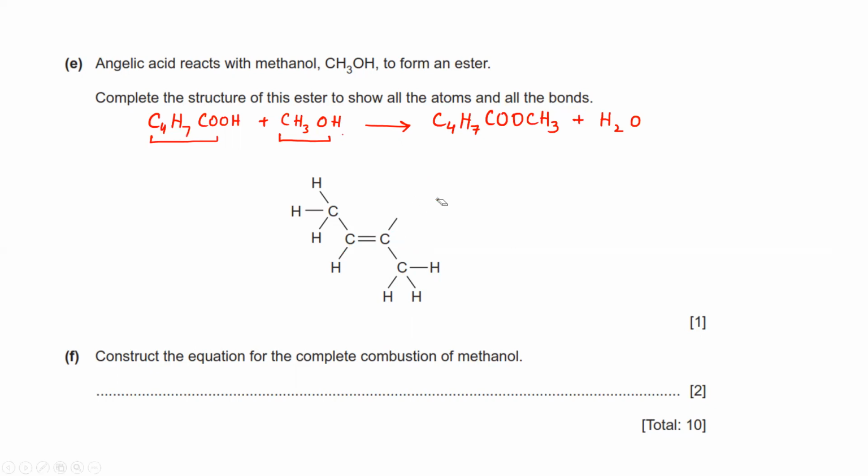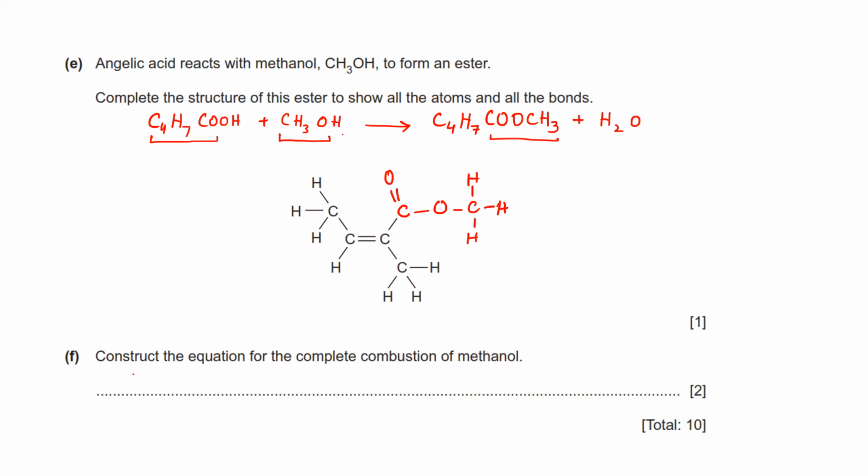So how many carbons do we have? We have to add 1, 2, 3, 4, 5, 6, 7 carbons and 1, 2, 3, 4. So we have to add this group to this structure, COOCH3. So we'll have C here, it goes with a double bond with an oxygen atom, and then OCH3. It would be something similar to this. So this will be your structure, or the remaining structure, for an ester.